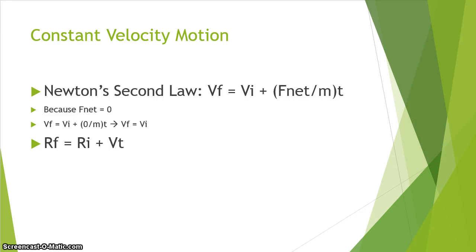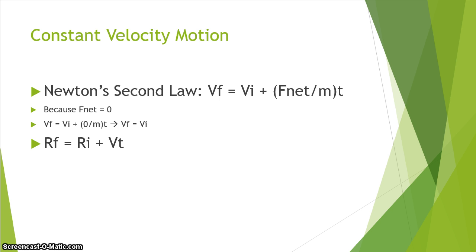In this experiment, I recorded a constant velocity motion of a battery rolling across my desk. And the physics principles that were applied were Newton's second law, V final equals V initial plus F net divided by mass times delta T. And because in this experiment F net was 0, that would make it so V final equals V initial plus 0 divided by mass times delta T, which meant that V final equals V initial.